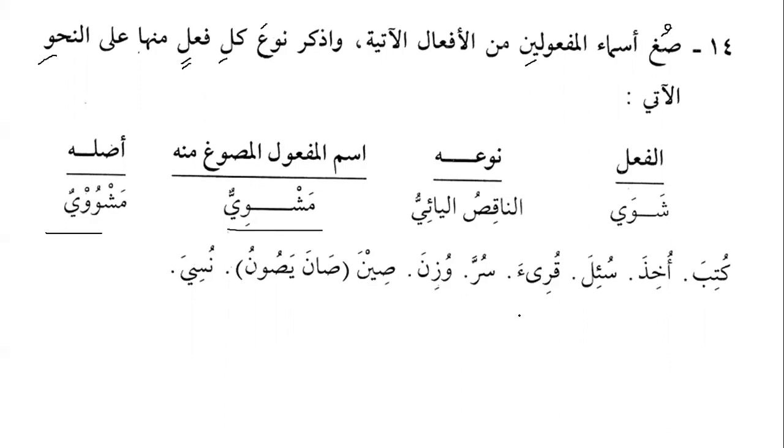Kutiba. So this is na'uhu as-sahih. And from kutiba it will be maktubun. Ukhida, it's mahmuz. It has hamza. And what will be the ismul maf'ul? Ma'khudun. Excellent. Perfect.